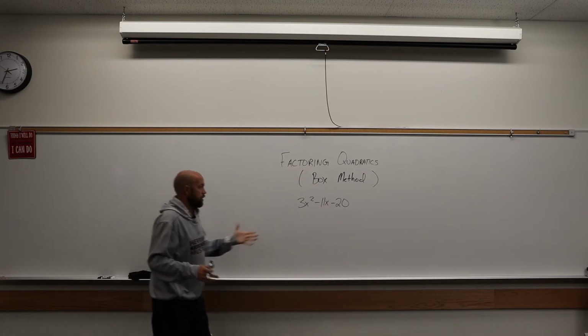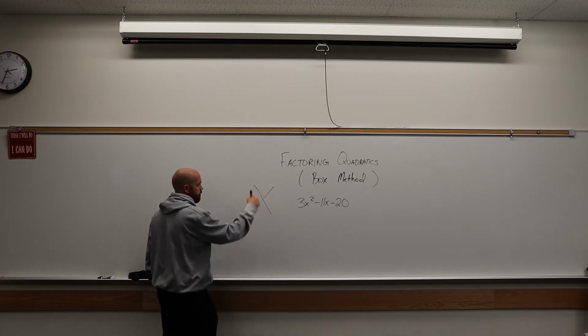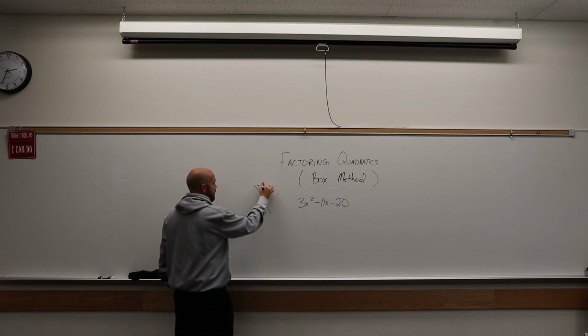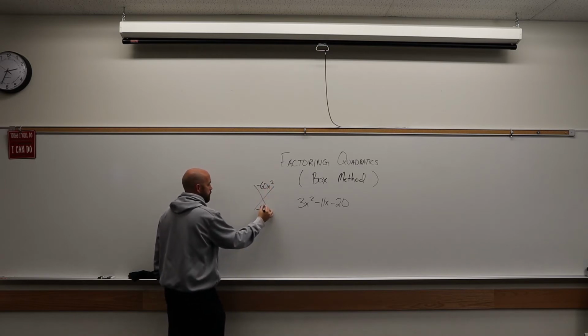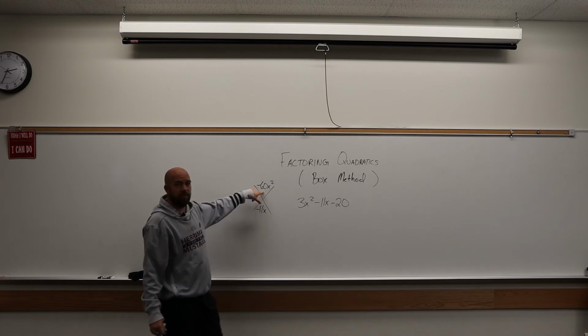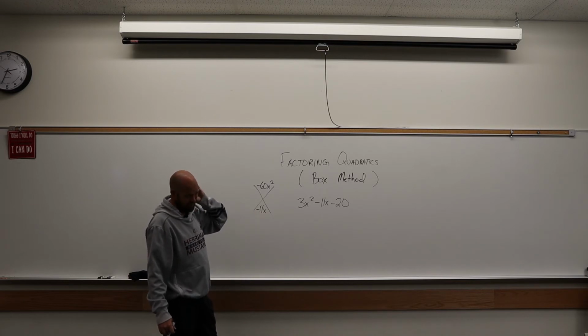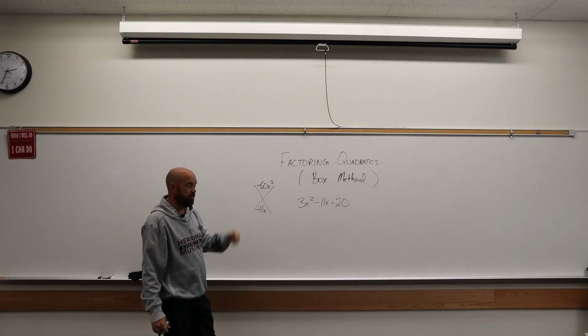All right, this one looks a little complicated, kind of bigger numbers. Let's check it out. So I need to figure out 3 times negative 20 is negative 60, and I have the x squared. The middle one would be a negative 11x. We have to think of what multiplies to this, but adds to the middle. It's kind of hard for this to just pop in our heads.